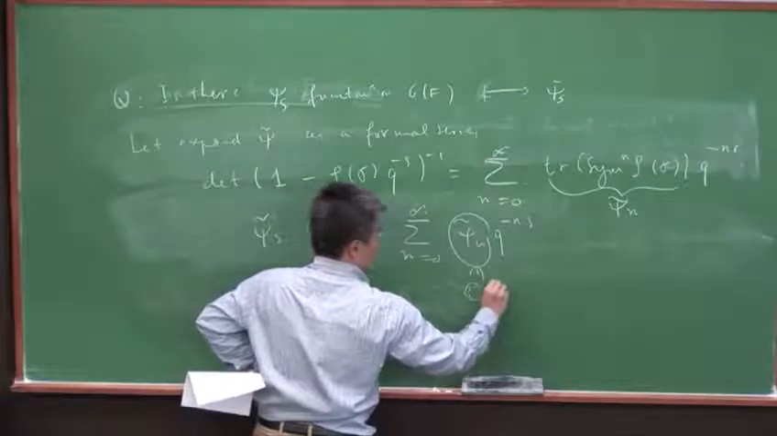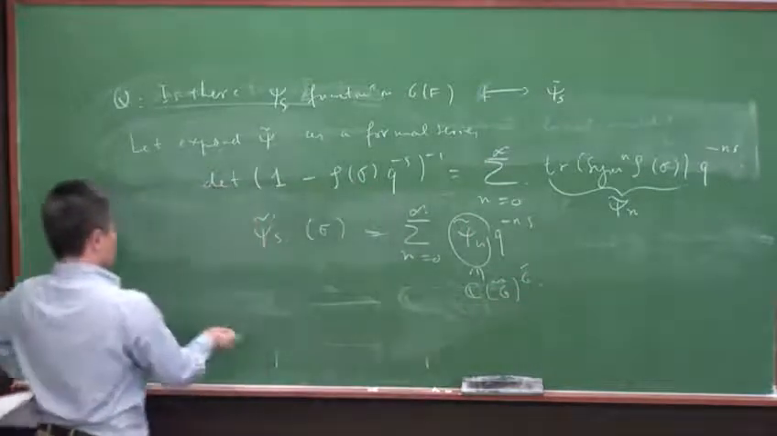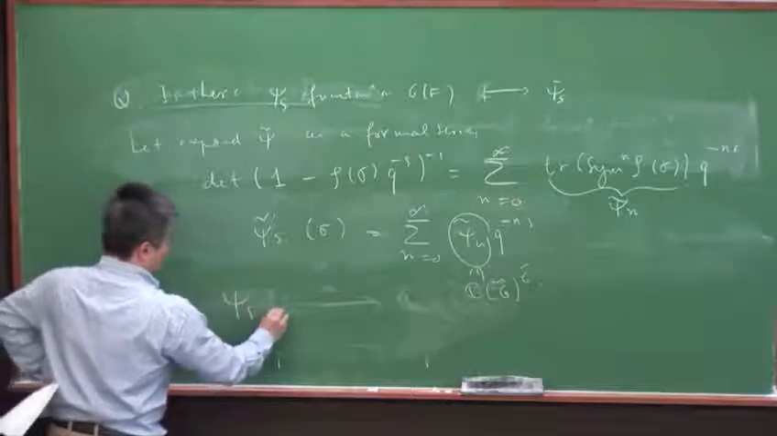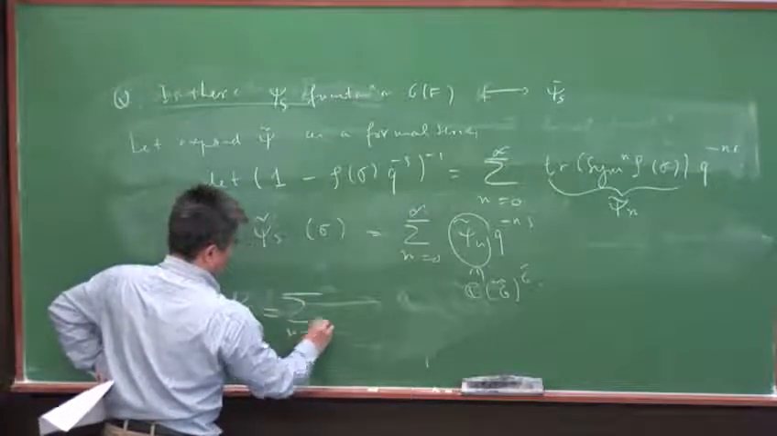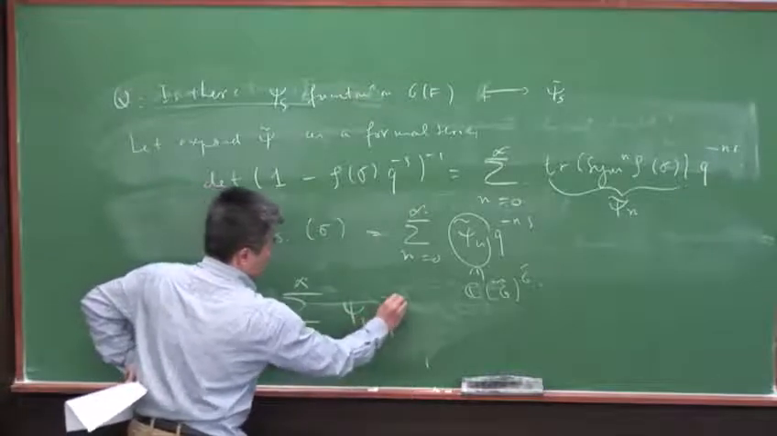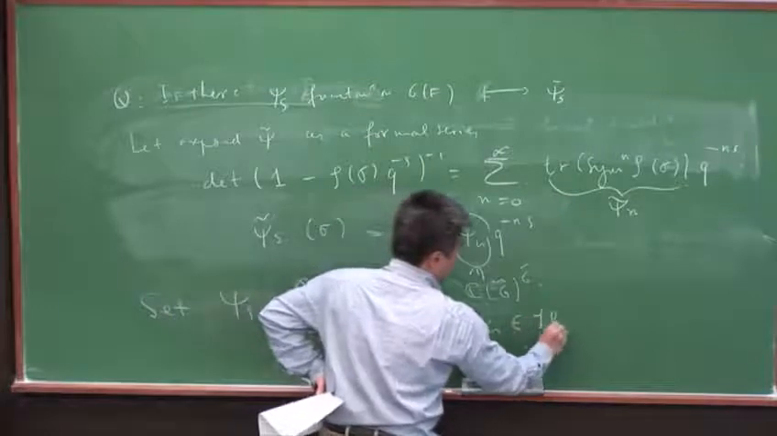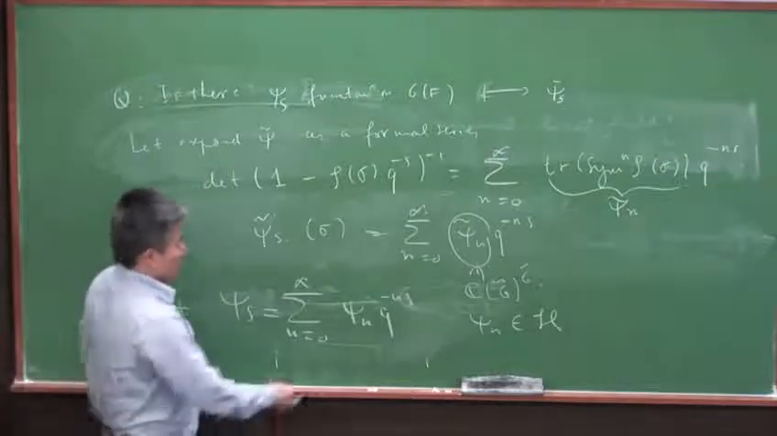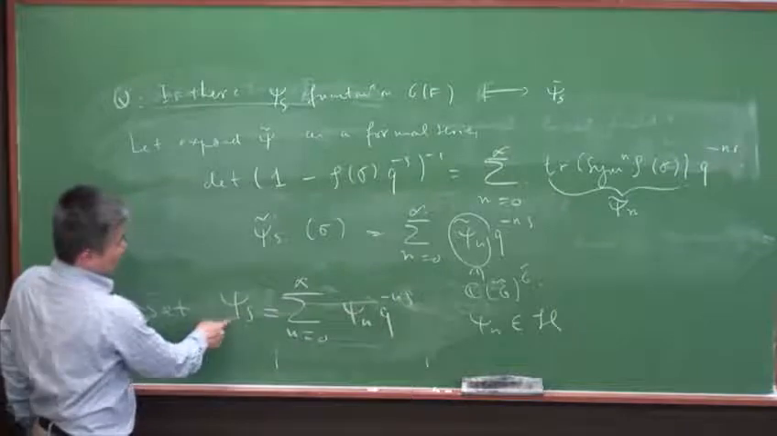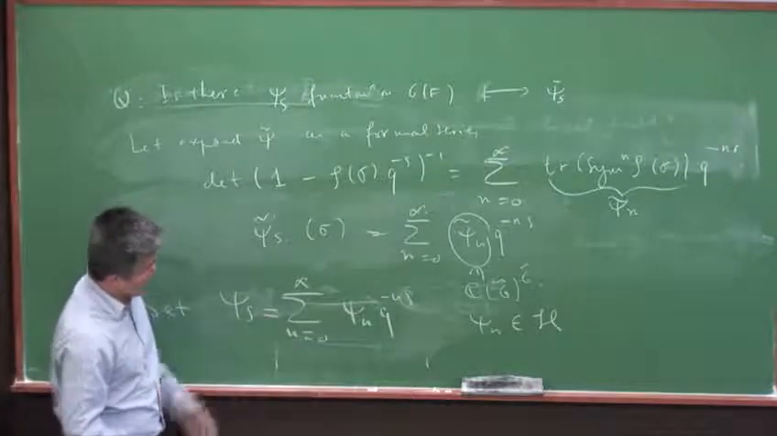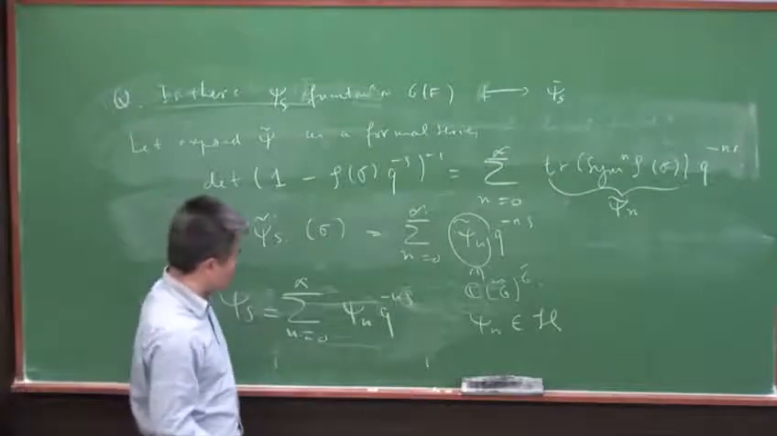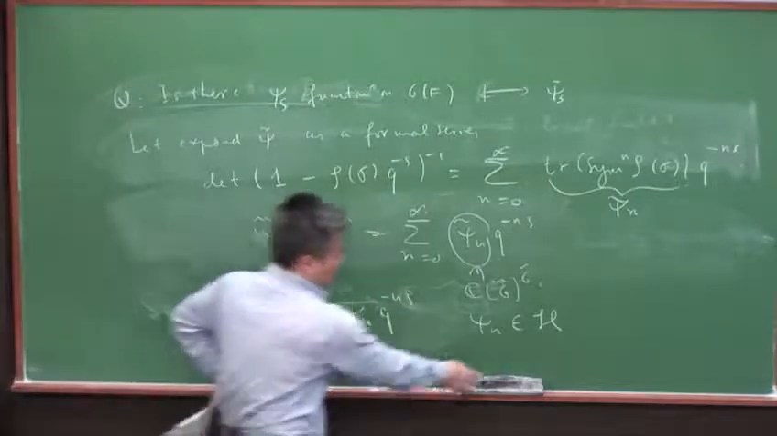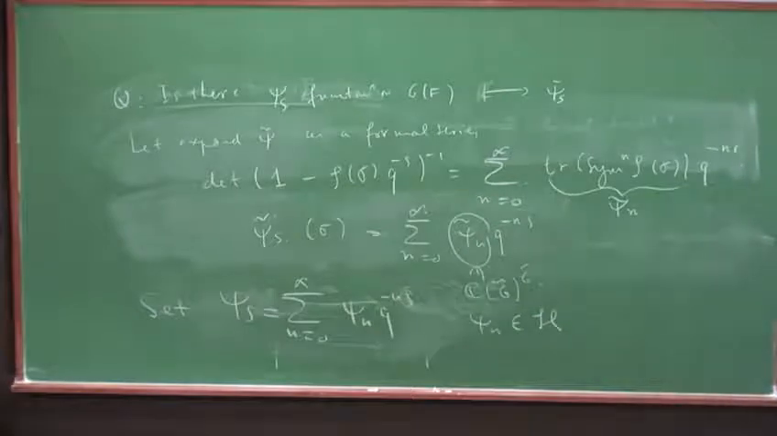So psi tilde n belongs to C[G hat]. So you can write psi of s to be the sum over n from 0 to infinity of psi of n, where psi of n is in the Hecke algebra, which involves the Satake transform of psi tilde of n. So we need this psi tilde s to be an infinite sum of Hecke functions. It's not hard to prove that if the real part of s is big enough, this sum will converge.